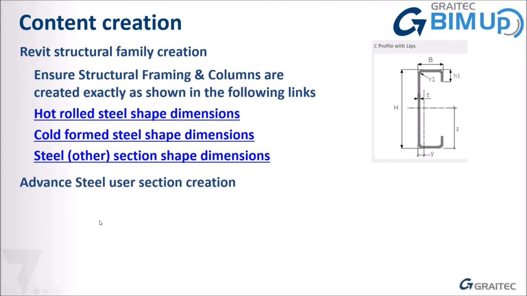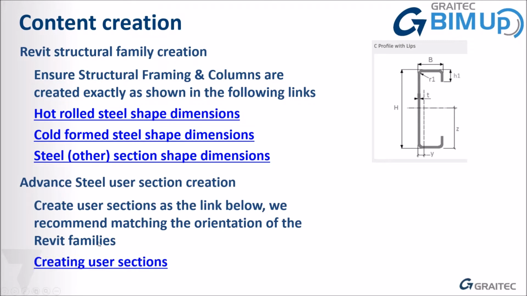Then with Advanced Steel, they're not called families, they're called user sections, but the same principles apply. We have a link here for creating user sections, but if you've done it in Revit following these directions, with the toes going from left to right, we would advise that you do the same in Advanced Steel. It's a little bit different in Advanced Steel. You've got a few extra layers and things to create in there, but the process is the same. You still need to create it properly, and then the transfer will work correctly.